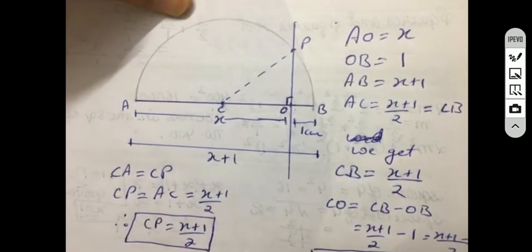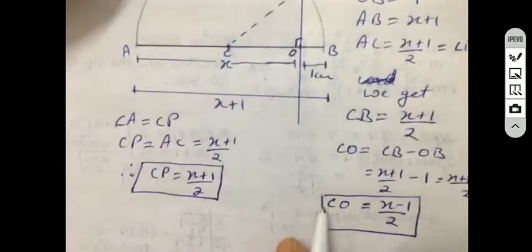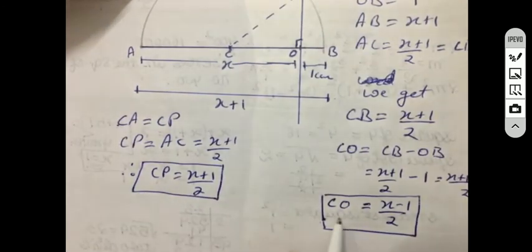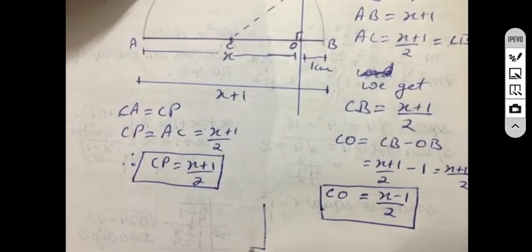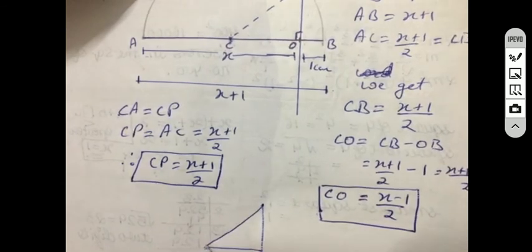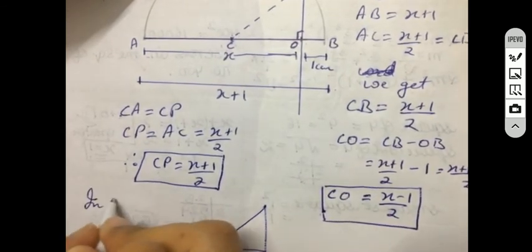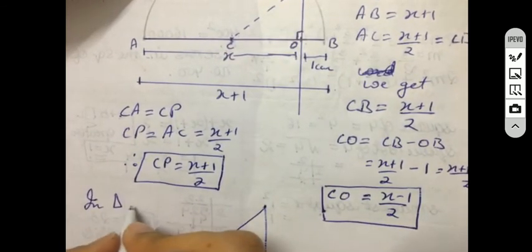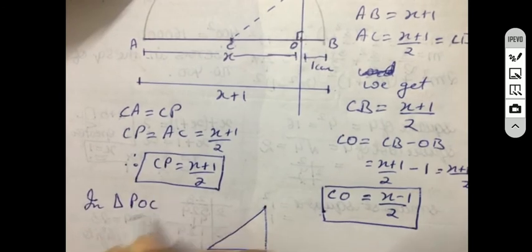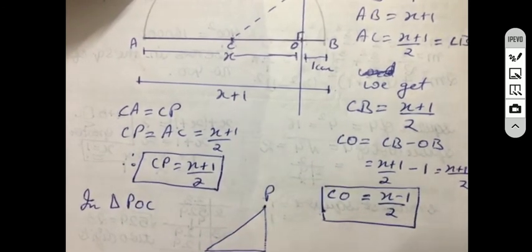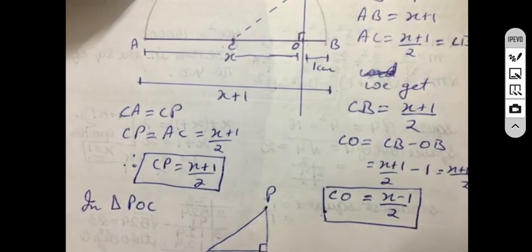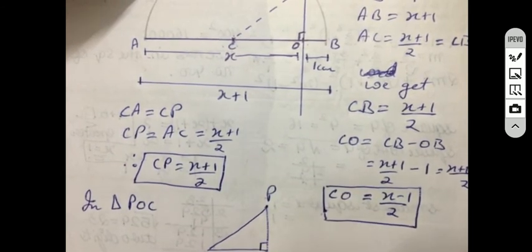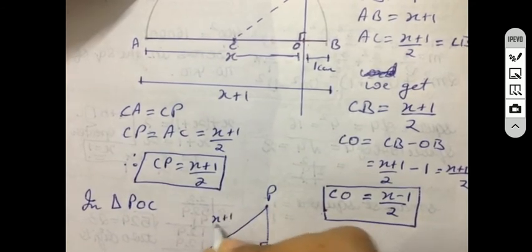Now we have CO and CP both. So in this right triangle POC, which is right angled at O, we have CO as (x minus 1) by 2 and CP as (x plus 1) by 2.